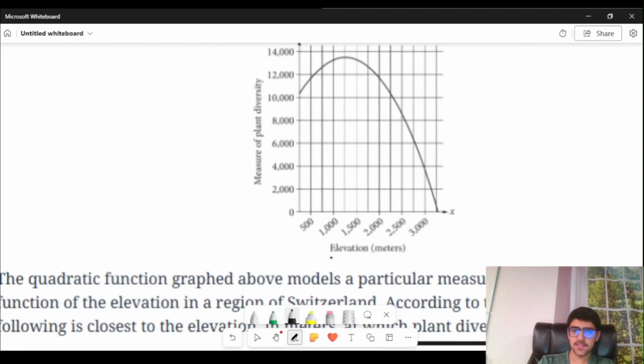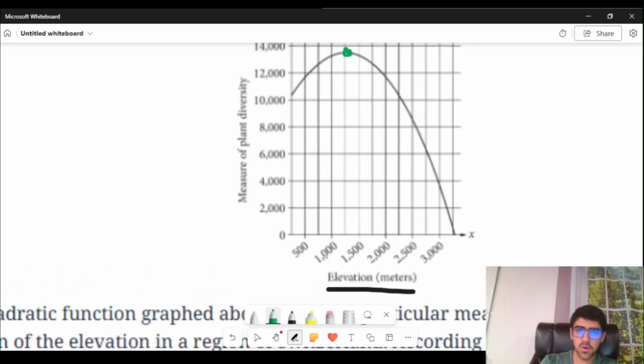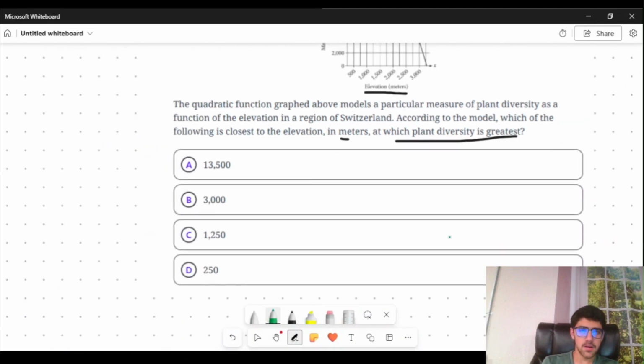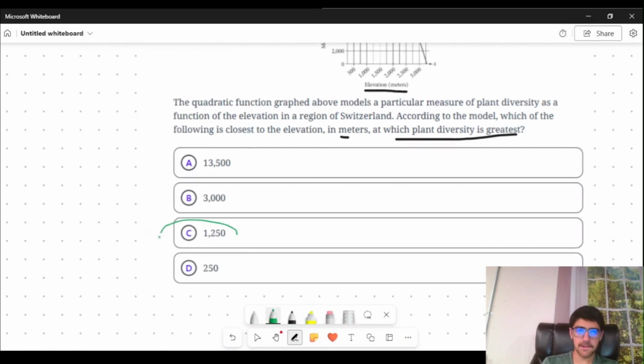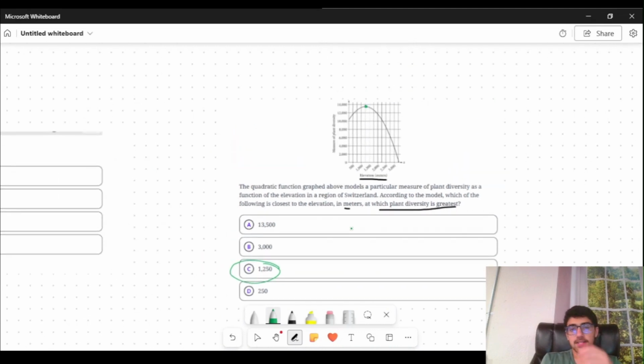First thing, look at the axes. This one is elevation. This one is plant diversity. So we're going to be looking at the y-axis. So when is the y-axis at the highest point? You can see this is the line, and the highest point is about right here, which is at the vertex. So honestly, it's just visual. Then you look here, it's between 1,000 and 1,500. It's in the middle, so it's 1,250, which is answer option C. And that is it for this question.